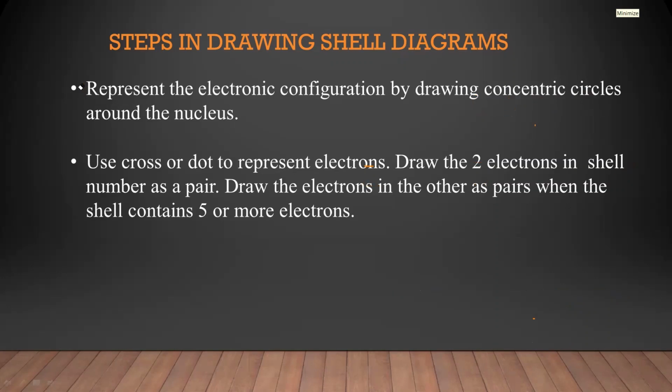Now represent the electronic configuration by drawing circles around the nucleus. You don't have to worry about the word concentric. Just draw circles around the nucleus. Now use a cross or a dot to represent electrons, right? I did a video on that as well on the YouTube channel, showing the difference between dot and cross. So just to summarize, this would be the cross.